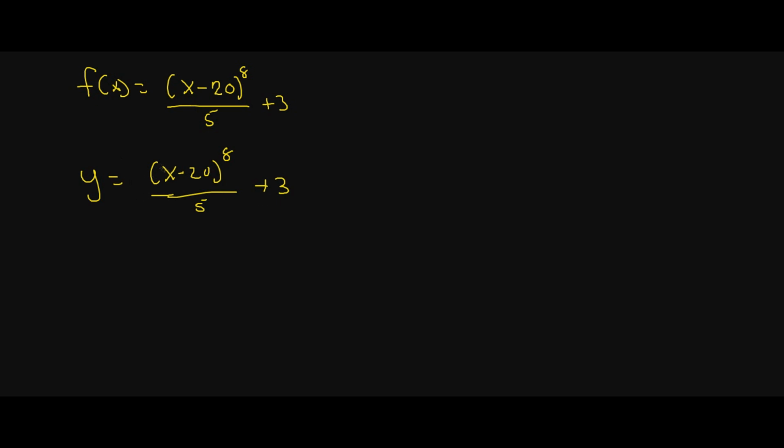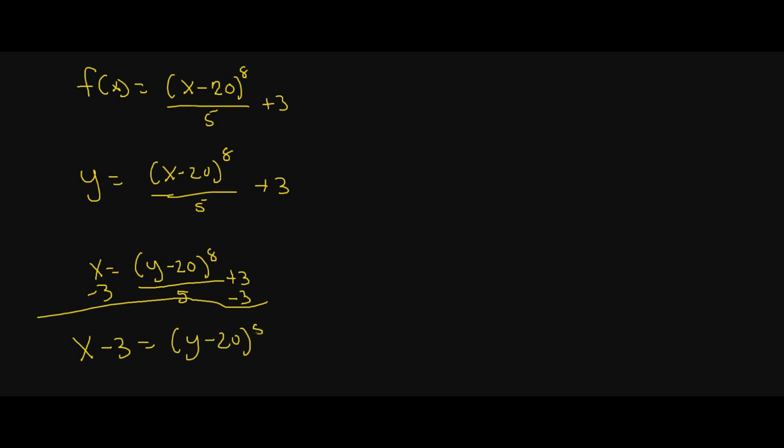Now what we want to do is switch the x and the y variables just like before. So we get x is equal to y minus 20 raised to the 8, all divided by 5, my friends. All right. Now we undo any addition or subtraction first. So let's subtract 3 from both sides. And we are going to get x minus 3 is equal to y minus 20 raised to the 8th. Let me just go ahead and bring it up here. We got x minus 3 is equal to y minus 20 raised to the 8th. Okay, this is all divided by 5. I forgot to put that there.